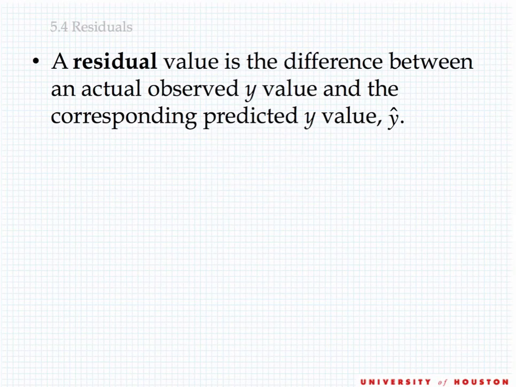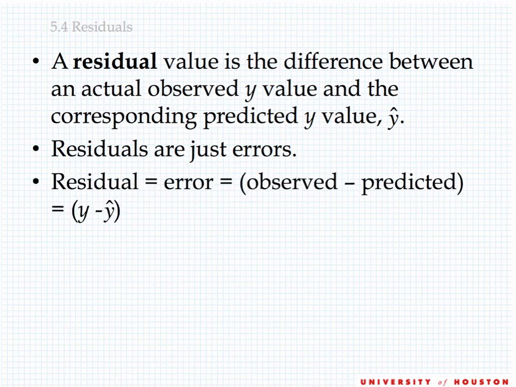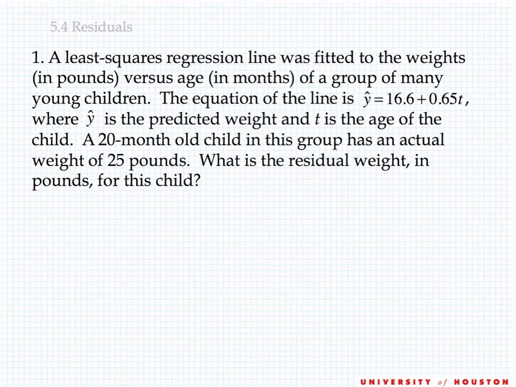Residuals. A residual value is the difference between an actual observed value y, the one that we're given, and the corresponding predicted value y hat, the one that fits on our least squares regression line. Residuals are just errors. They are found by finding our observed value and subtracting our predicted value, y minus y hat, for a corresponding x value.